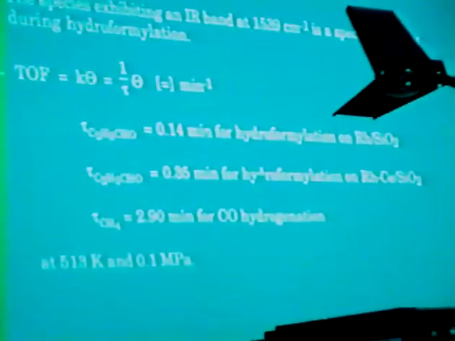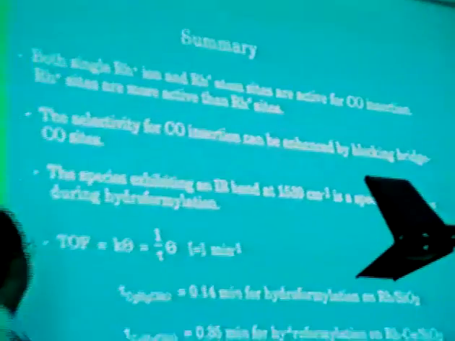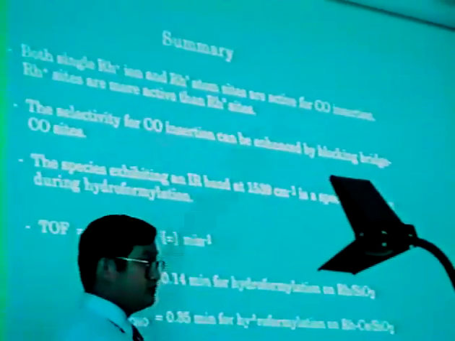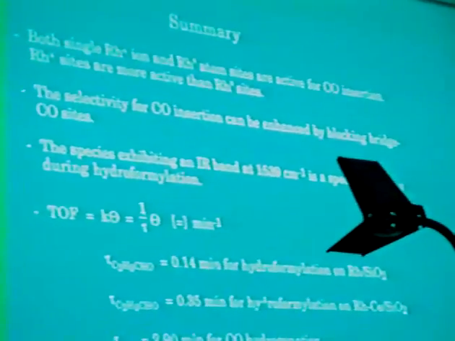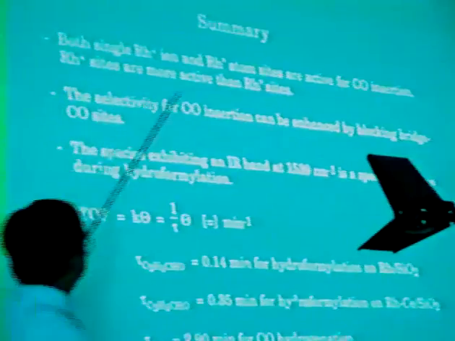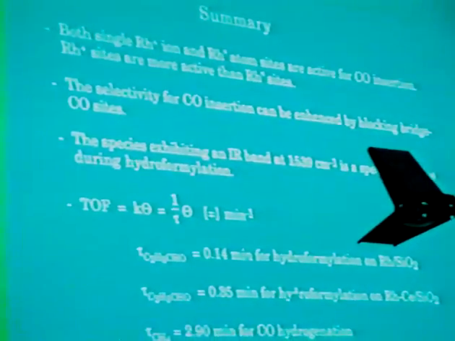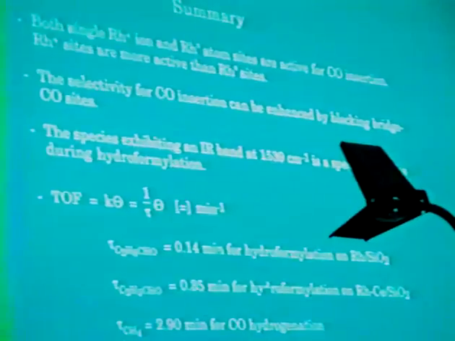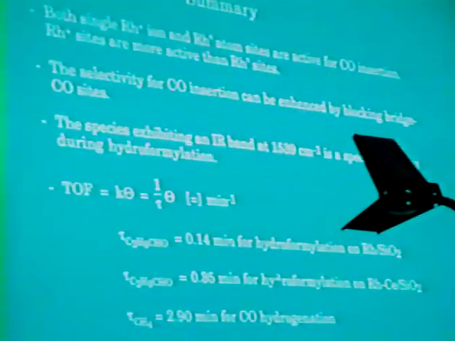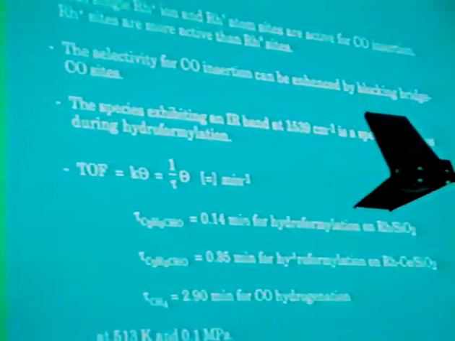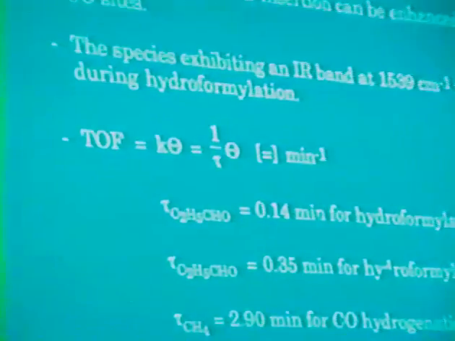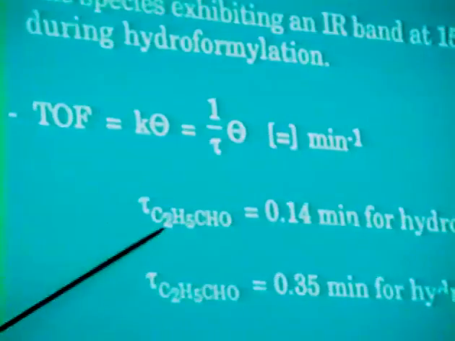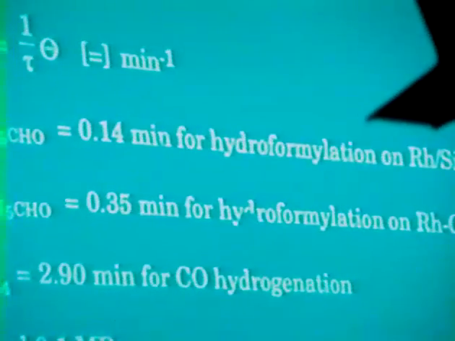So here I have to summarize my talk. We found both rhodium ions and rhodium zero are the sites which are active for CO insertion. And it appears the rhodium ion is more active than rhodium zero. And the selectivity for CO insertion can be enhanced by blocking the rhodium zero site by adding silver or sulfur and other species. And the species we found exhibiting no effect in this range seems to be a spectator species. And we also determined the residence times for the formation of these intermediates under the same conditions.